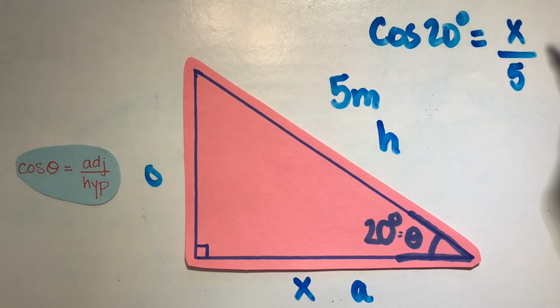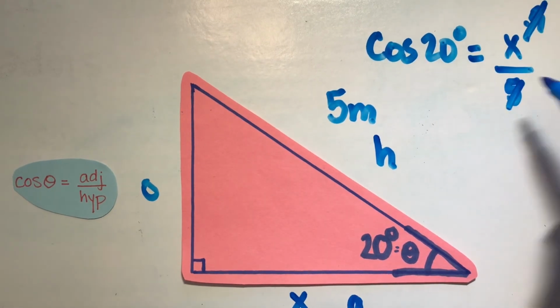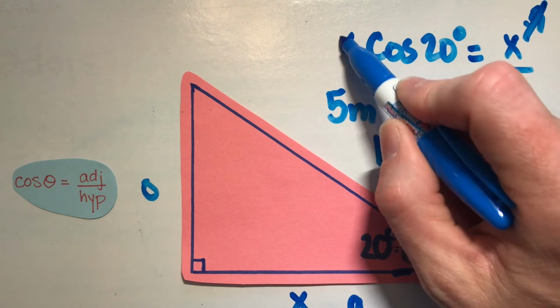Algebra always tells us that we need to isolate our variable, the letter x. So since we're dividing by 5, I'll multiply by 5, and that'll cancel out. If I do it to one side, I have to do it to the other side as well.